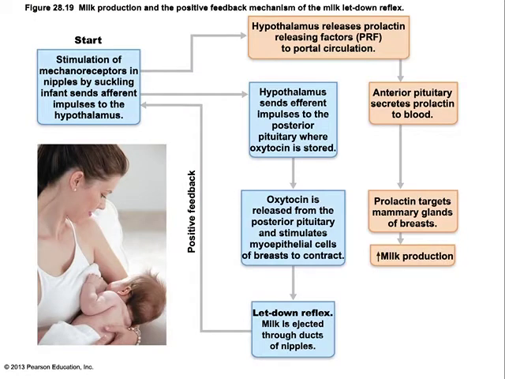So there's the flow chart, right? And this is why we're called mammals, right? We use the mammary glands to produce milk in order for the baby to have nourishment so that it can be healthy.